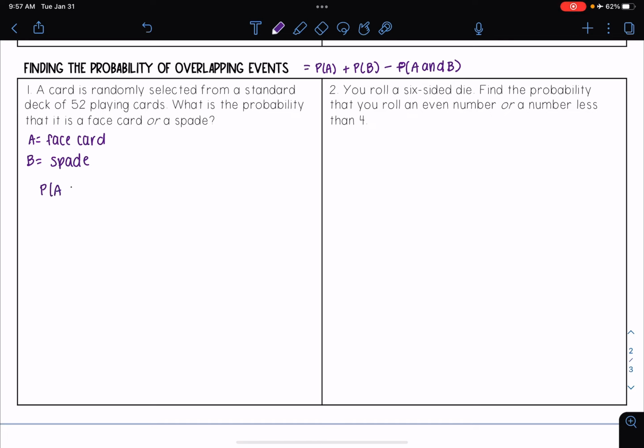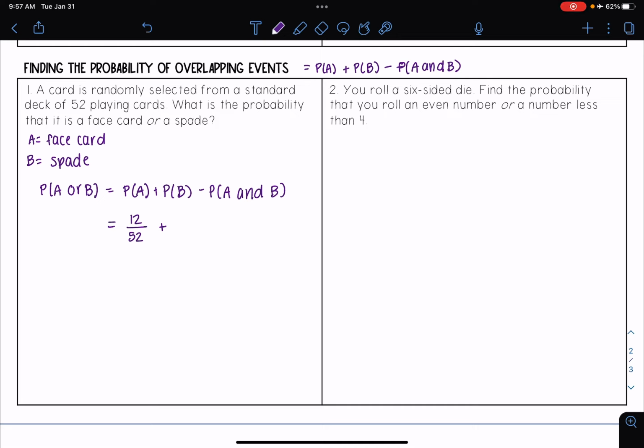So the probability of A or B is going to equal the probability of A plus the probability of B minus the probability of A and B. So first I need to see what's the probability of picking a face card. Well, like we saw in the previous video, there are 12 face cards out of 52, so this will be 12 over 52.